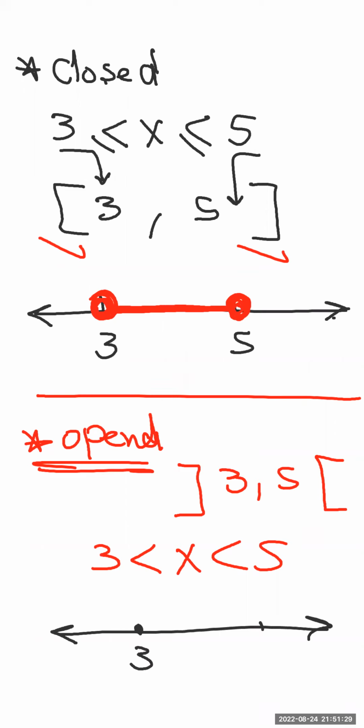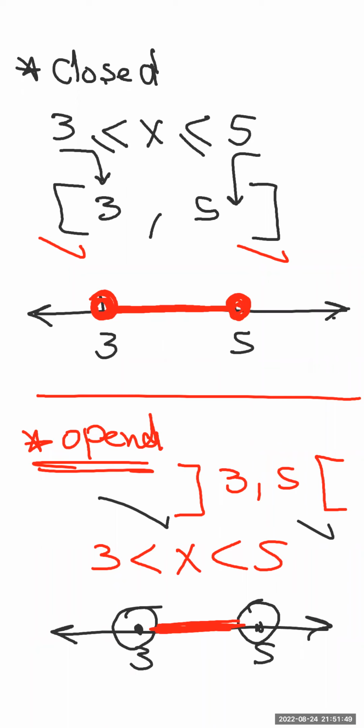element 5. It's closed or opened from the side of 3? Unshaded circle. From the side of 5, opened also, unshaded circle, and by default, elements in between, so shade the distance between them. So that was if it was closed or opened.